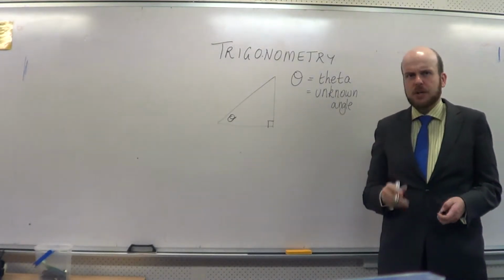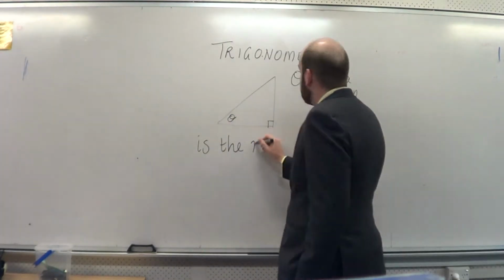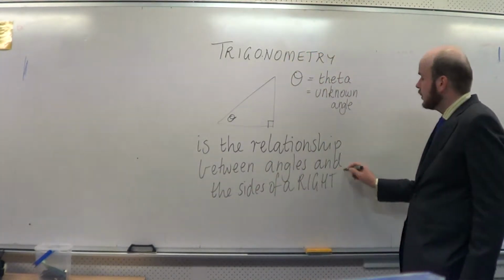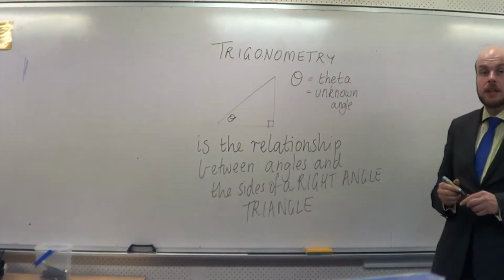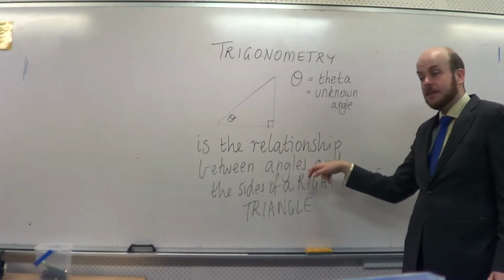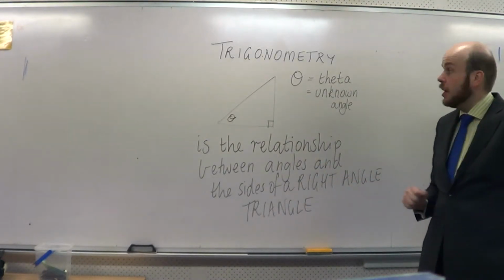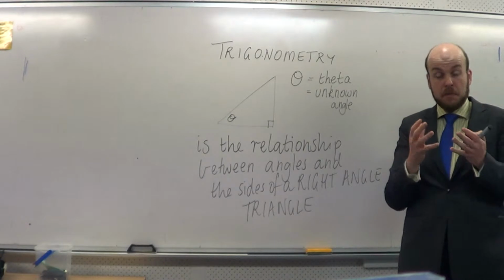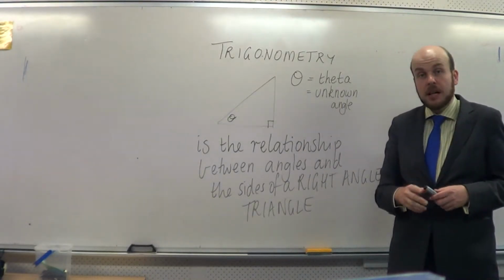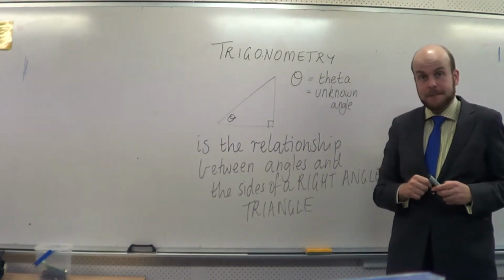But what is trigonometry? What does it mean? Well, it's got to do with ratios. Trigonometry is the relationship between angles and the sides of a right-angled triangle. In other words, a certain ratio function that we do with the angle can be calculated by referring to the other sides.